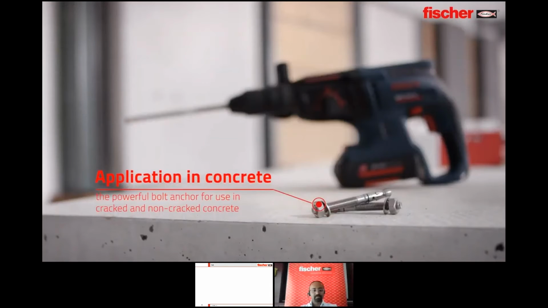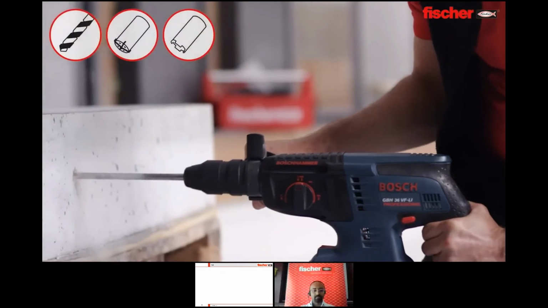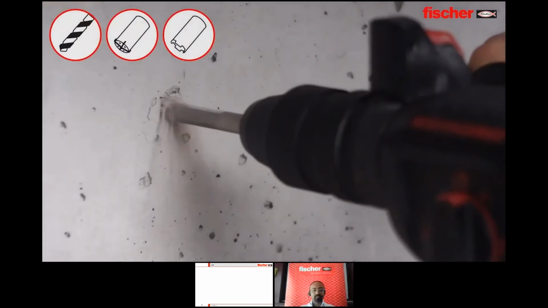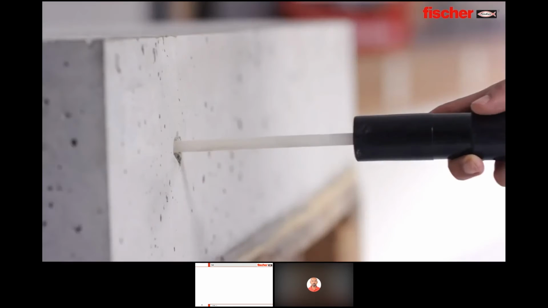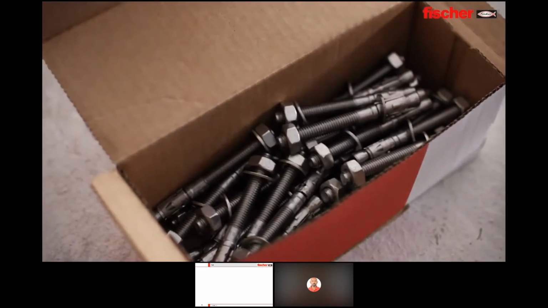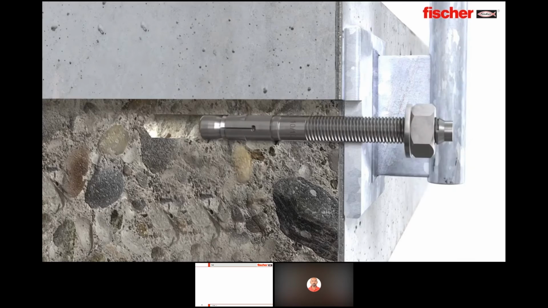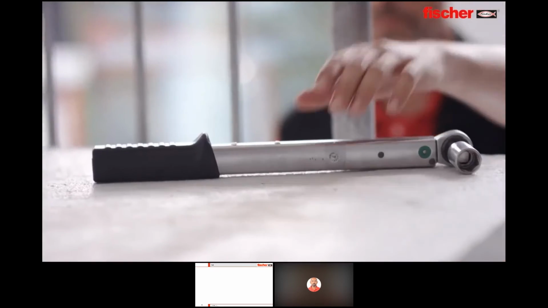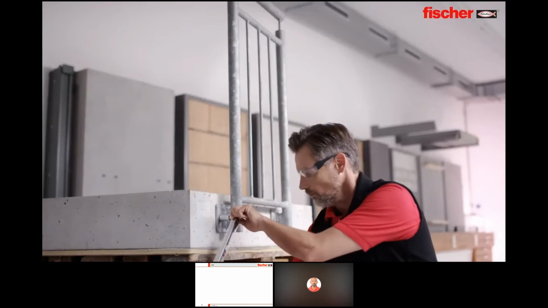Fischer FAZ2, the power anchor for highest demands. Applications in concrete, the perfect solution in cracked and non-cracked concrete. In addition to the use of standard drills, the new ETA assessment document also covers the use of hollow drills and diamond drills. The FAZ2 is suitable for pre-positioned, push-through and standoff installations for the most flexible usage.